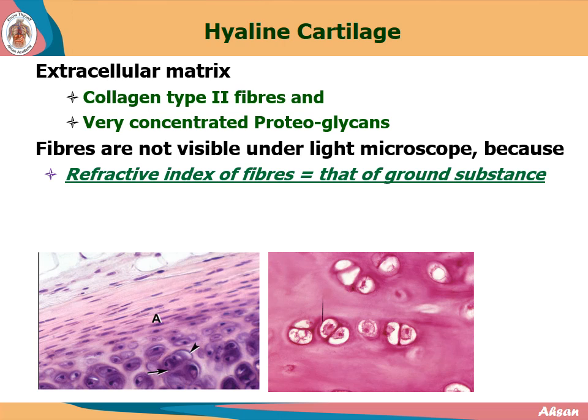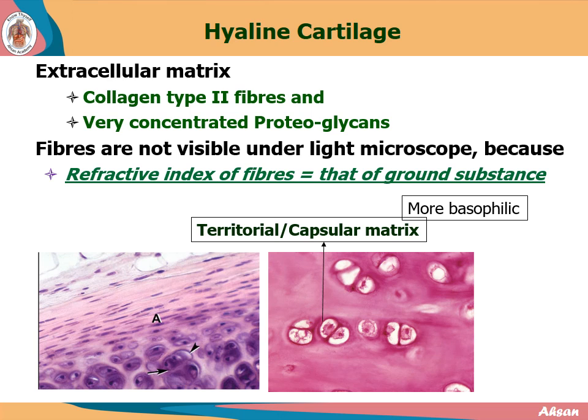It becomes homogeneous. You can see the area of the extracellular matrix close to the lacuna is very dark. This concentrated area is known as the territorial or capsular matrix. It is more basophilic because of the higher concentration of proteoglycans here. The rest of the area is relatively paler and homogeneous. This is known as the interterritorial matrix.